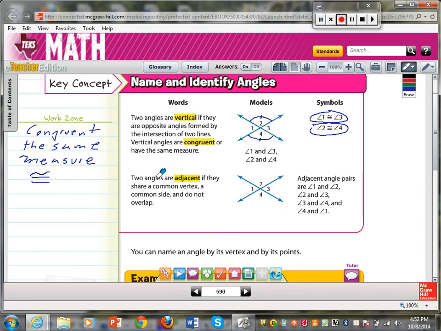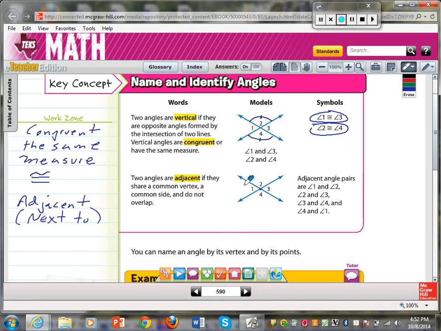Now let's go to the next definition here. Two angles are adjacent if they share a common vertex, a common side, and do not overlap. Okay, so adjacent basically means next to. So let's go ahead and analyze this situation here. We have intersecting lines. You've got angle 1, angle 2, angle 3, and angle 4. So let's see which ones share a common vertex. It seems like all of these share the same vertex, the point where they cross. Okay, and then a common side. Let's take a look at this angle and this angle. They share this common side right here, and they're not overlapping. So that means that angle 1 and 2 are adjacent angles.